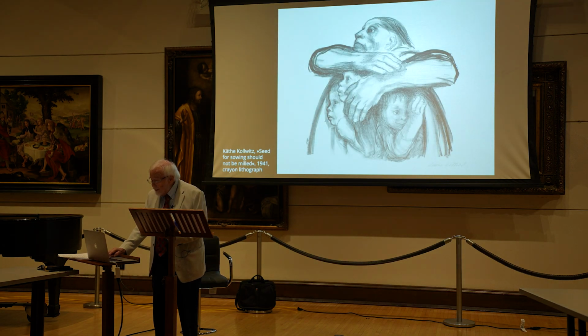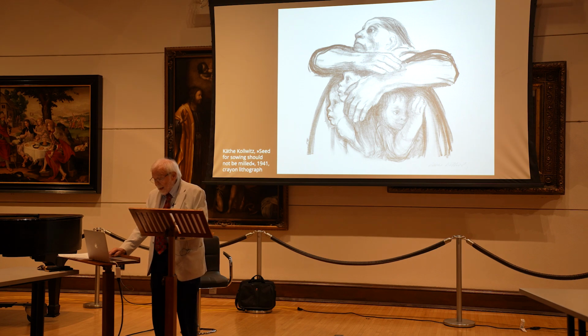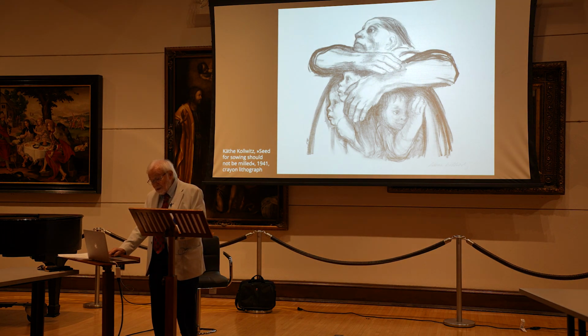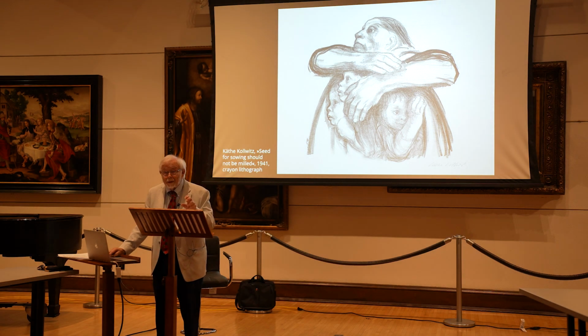Now this is important work for Kollwitz because it had to do with the sending of your children to the war. And "Seed for sowing should not be milled." The word milled is incorrect. It should be "The seed for sowing should not be ground."